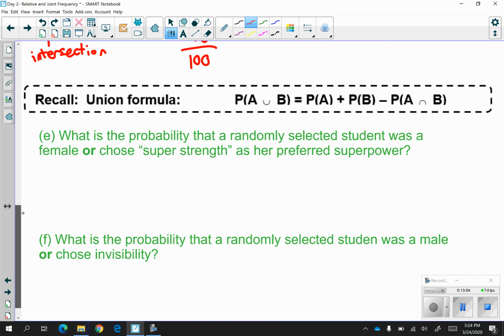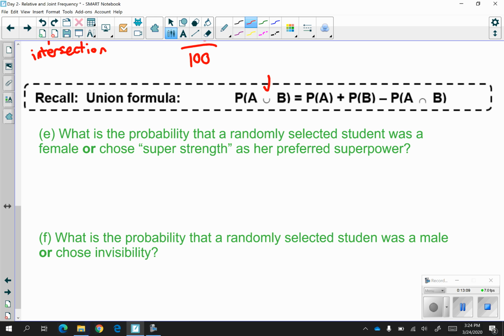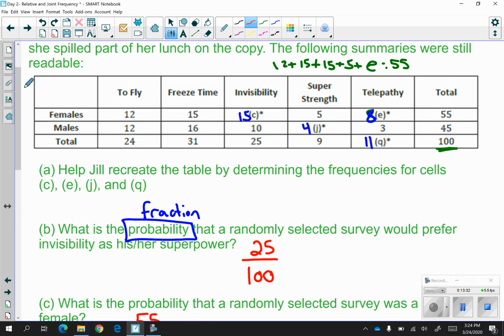Now, if you remember from the last video, we have the union formula. The probability of A or B is the probability of A plus the probability of B minus the probability of A and B. So for the next one, E, they're asking you for female or super strength. So we're going to go up to the top and we're going to look at female. And then you're also going to look at super strength. Now, the probability of being female is 55. So I'm going to put 55 over 100.